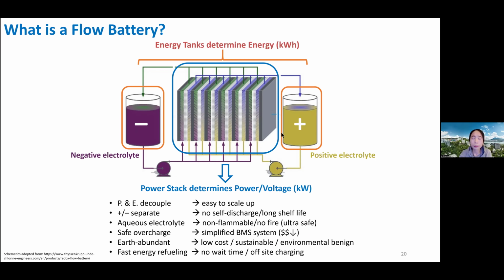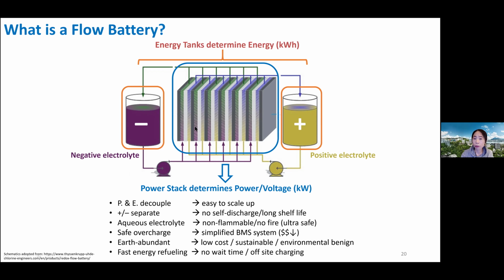For flow batteries, we store the energy content in external tanks, dissolved in aqueous solution, a positive electrolyte and a negative electrolyte, essentially dissolving the active material at the positive potential and the negative potential. Then we can circulate the liquid electrolyte into the stack, separated by an ionic conductive membrane.